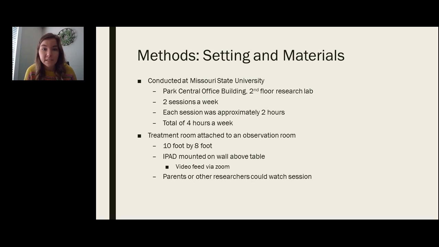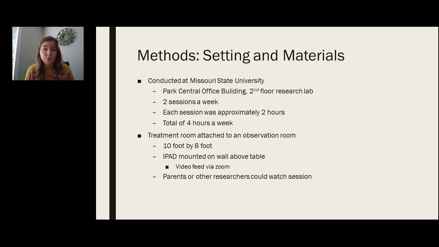The entirety of the study was conducted at Missouri State University in the Park Central office building on the second floor. The sessions were 2 times a week, approximately 2 hours each, so a total of 4 hours a week of treatment. The treatment room was attached to an observational room where the guardians could watch during the session. The treatment room was approximately 10 foot by 8 foot.